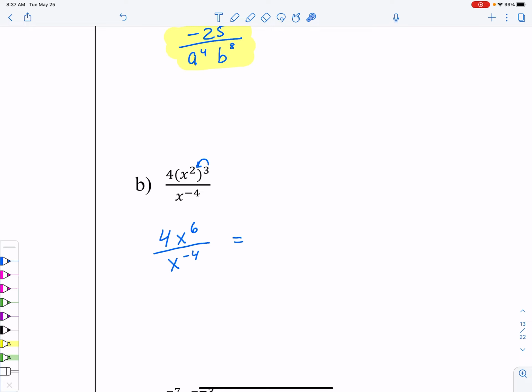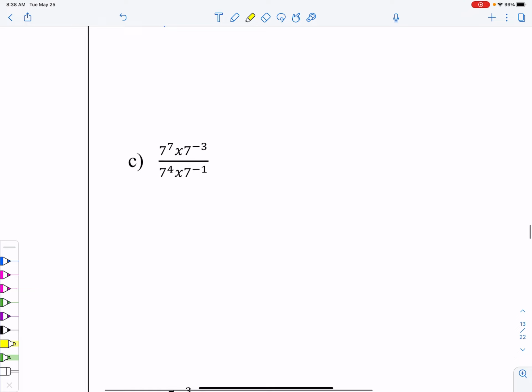So we want to combine our like terms. So here our x's are going to combine. So we have 4x to the 6. And then we get -4. So that turns into 6 plus 4. So we have 4x to the 10. That's our final answer for that question.